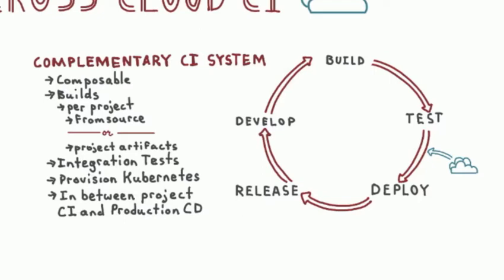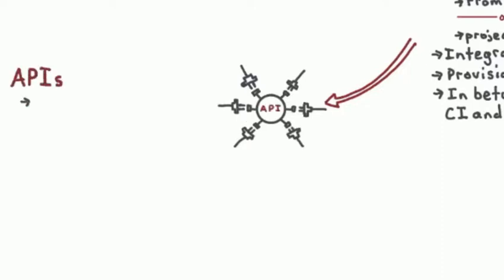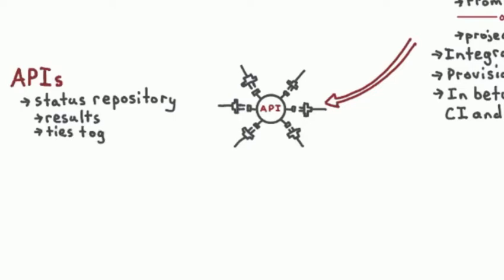We have a CI system that's composable. We can do builds, we can do integration tests, provisioning of Kubernetes, and then we have a status repository that has an API that talks to the different systems and then has an API for gathering those results, as well as a dashboard for showing those.